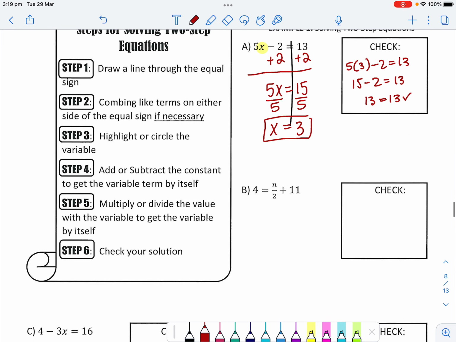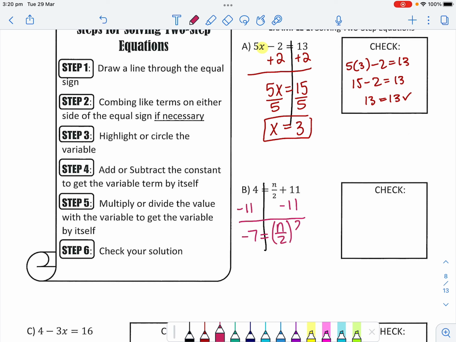In part B, it says 4 equals n over 2 plus 11. So I'm going to draw a line down my equal sign. There are no like terms to combine, so I am going to undo my addition or subtraction first. So I'm going to undo plus 11 by subtracting 11 from both sides. So I get negative 7 is equal to n over 2. And then this is division, so I'm going to undo it with multiplication. I'm going to multiply by 2 on both sides, so negative 14 is equal to n.